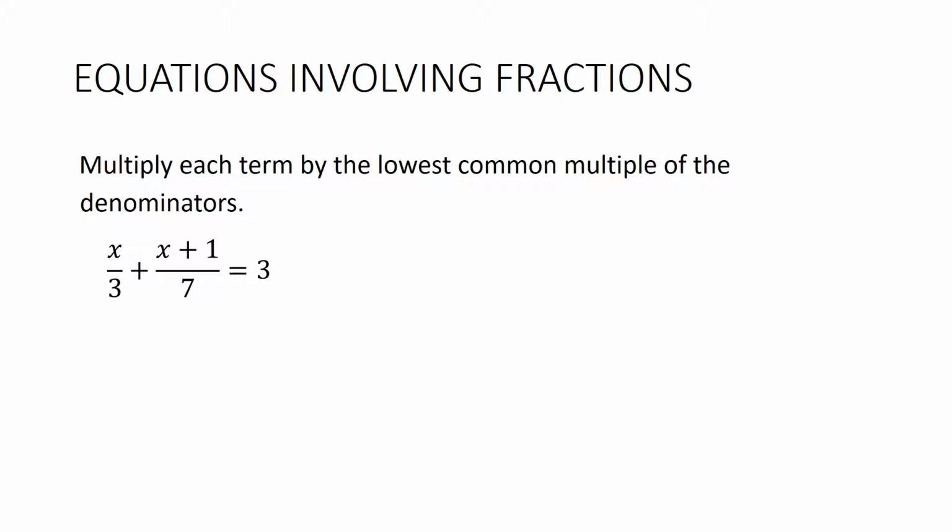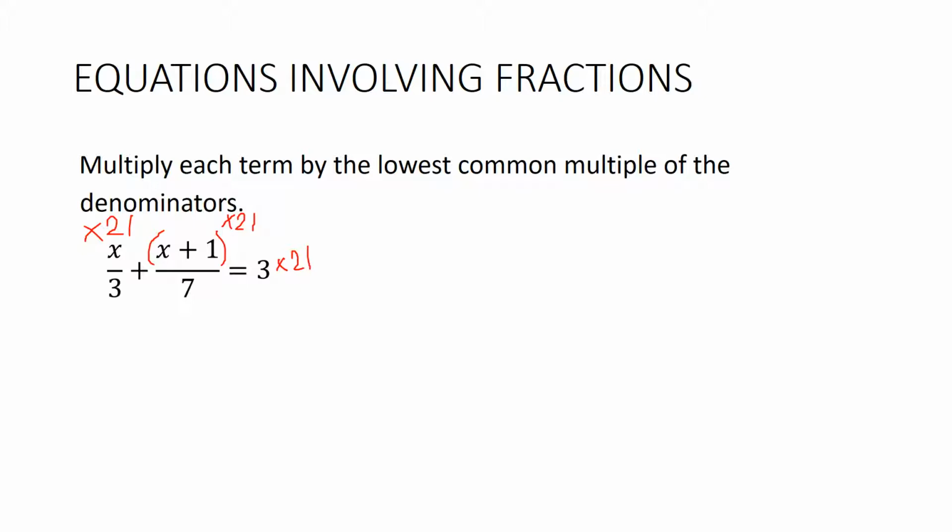When we've got equations involving fractions, one of the best methods is to actually get rid of the fractions. And we can do that by multiplying each term by the lowest common multiple of the denominators. So the denominators here are 3 and 7. The lowest common multiple of those two is 21. So I'm going to multiply this by 21. I'm going to multiply this by 21. And I'm going to multiply this by 21.